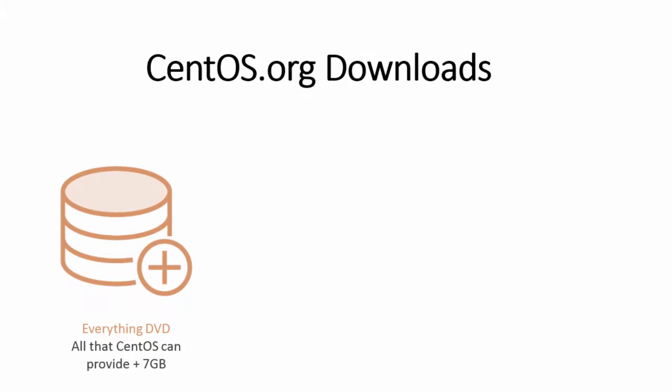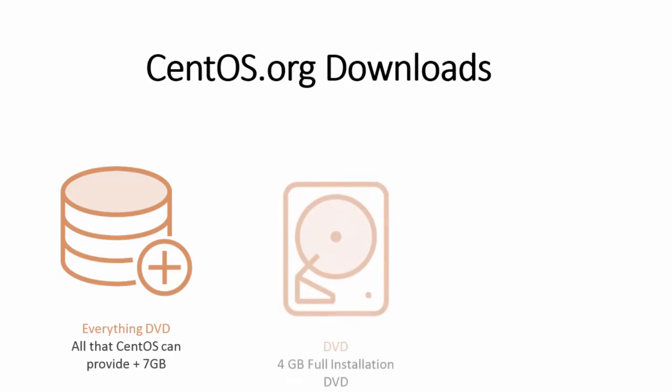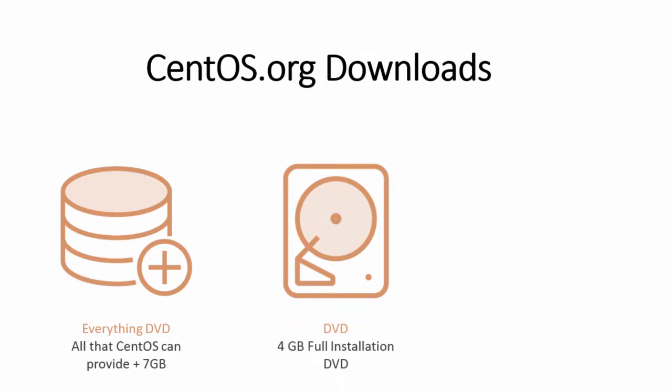When we go to CentOS.org, we can look up the available downloads and we can get absolutely everything. The Everything DVD is about 7 gig, or just over 7 gig, and that's everything the CentOS repository provides. So certainly we could download that.